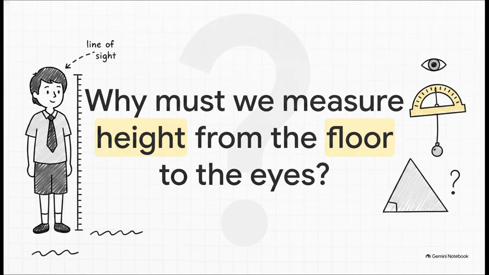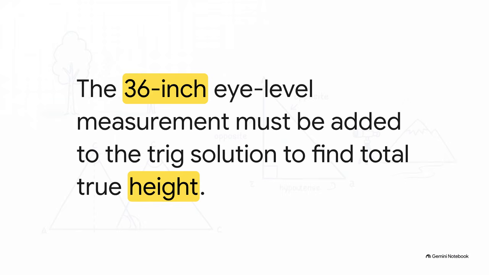Why is that specific measurement absolutely necessary? Like, what would actually happen if we just skipped it? Take a brief moment and formulate your answer. Well, if you said it was because of the starting height, you are exactly right. The triangle calculation, our tangent equation, only finds the distance from the student's eye level up to the target point on the wall. It completely ignores all that empty space between the floor and the eyes.